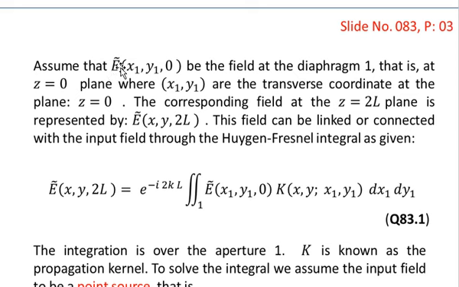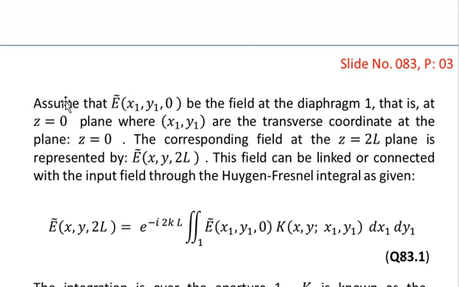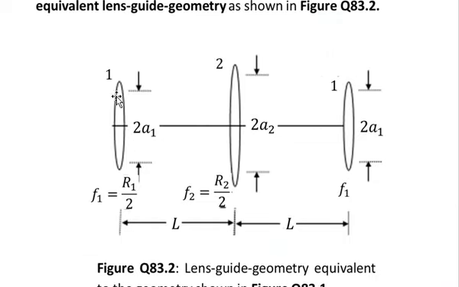Assume that E prime of x1, y1, 0 is the field at the diaphragm 1, that is at the z is equal to 0 plane. So this lens 1 is located at the z is equal to 0 plane, and the lens 1 on the right hand side is located at z is equal to 2L.